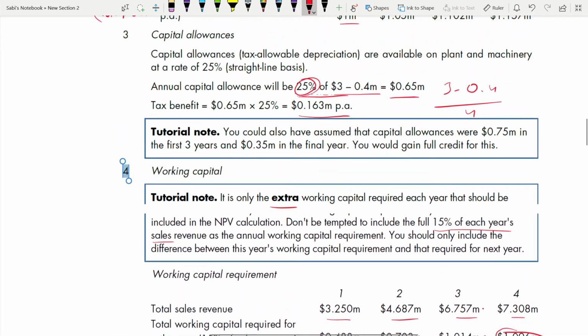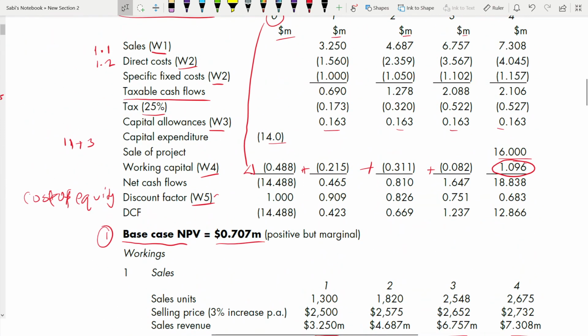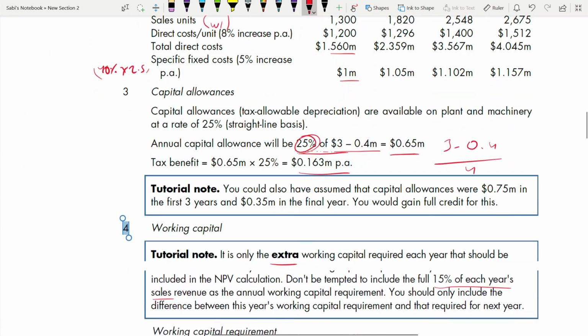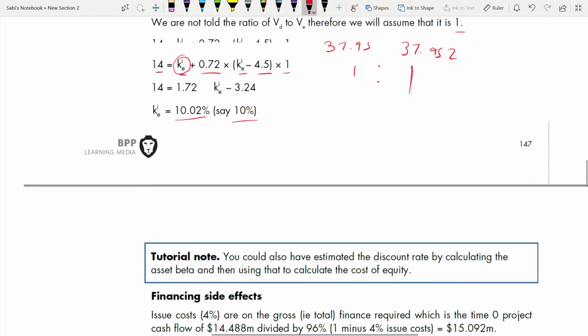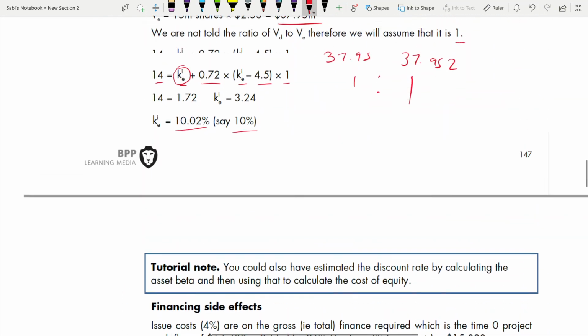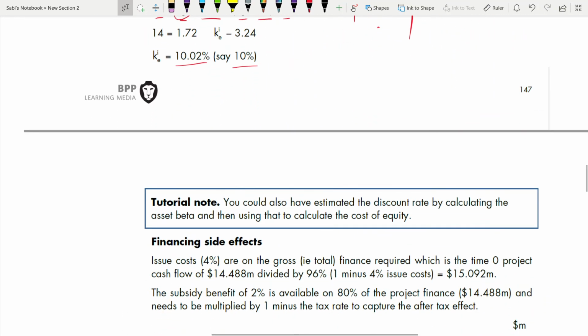So we are discounting it with a 10% discount factor. If you just see, all these are 10% rates. Okay. And then discount factor, and then you will get the base case is positive. Now all these are over. Now we are moving ahead for adjusted present value.